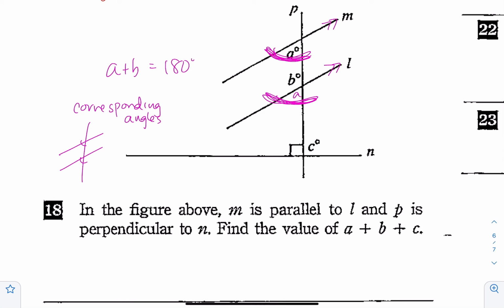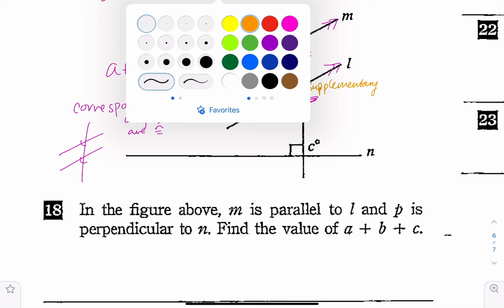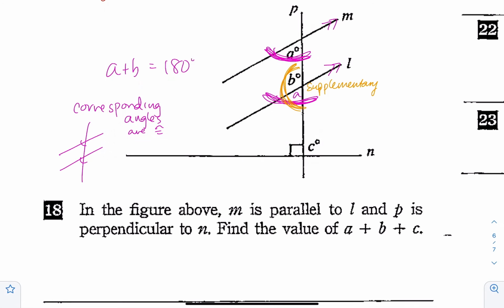And the corresponding angles are congruent. So in this case, they're both equal to A. And that means that A and B will be supplementary because now they form a straight line. So now they're supplementary. C, on the other hand, and this 90 degree are supplementary, so this has to be 90 degrees as well. So you just have 180 plus 90, or 270 degrees.